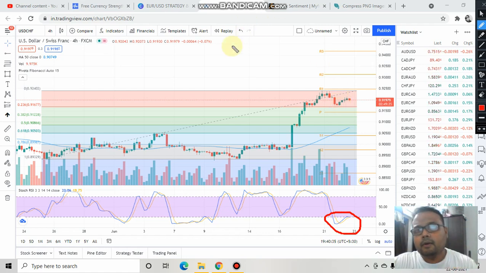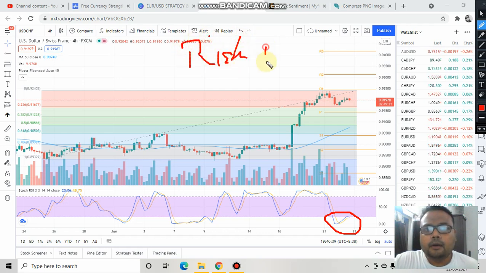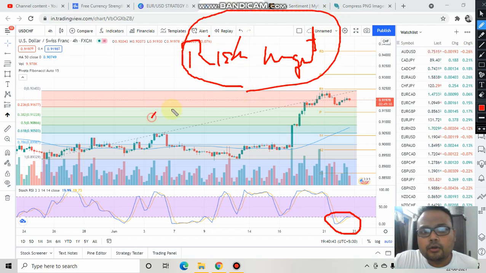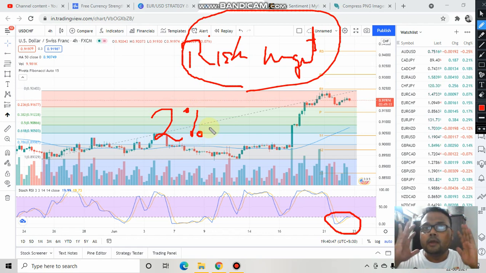But remember one thing, you must follow proper risk management and do not risk more than 2% of your trading capital, because this is the bitter truth of the market and you must understand it very well. We do not decide the direction of the market. Retail traders like us do not decide the direction of the market.